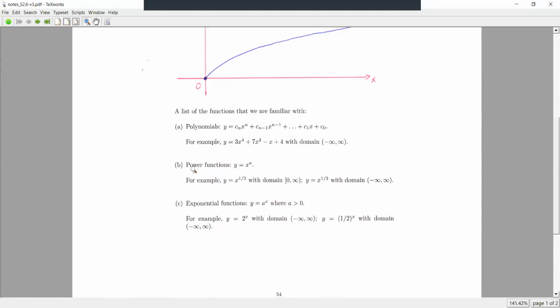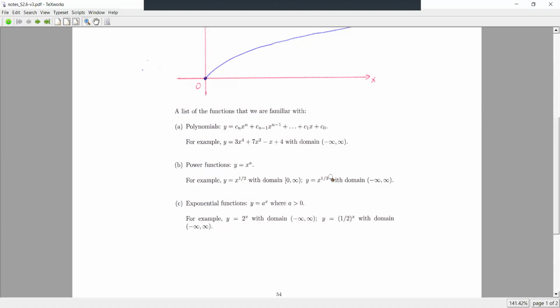B, power functions. We are familiar with power functions. X to A. A is a constant. For example, x squared, power function. X to the third, power function. X to 1/2, power function. X to 1/2 is square root of x. The domain of this function is any positive numbers and 0. This function is not computable at negative numbers.